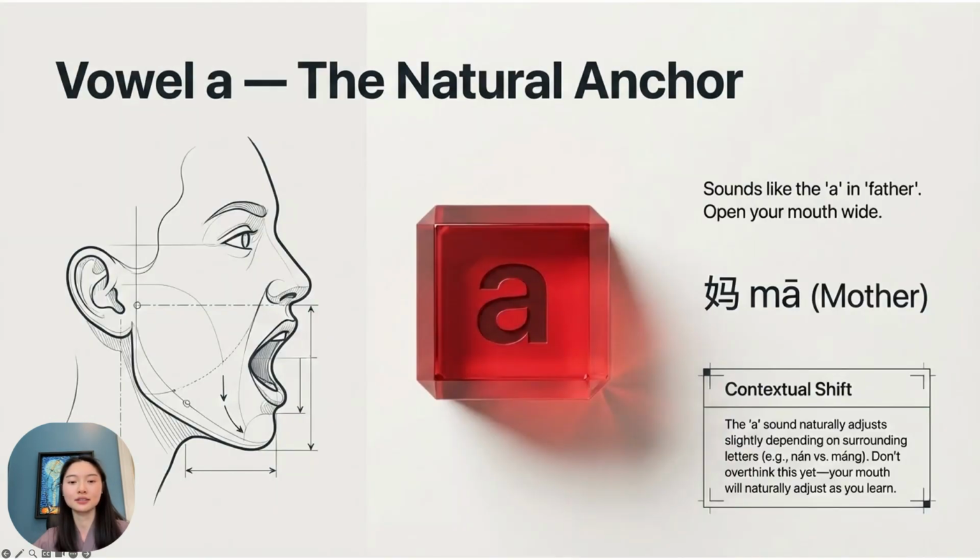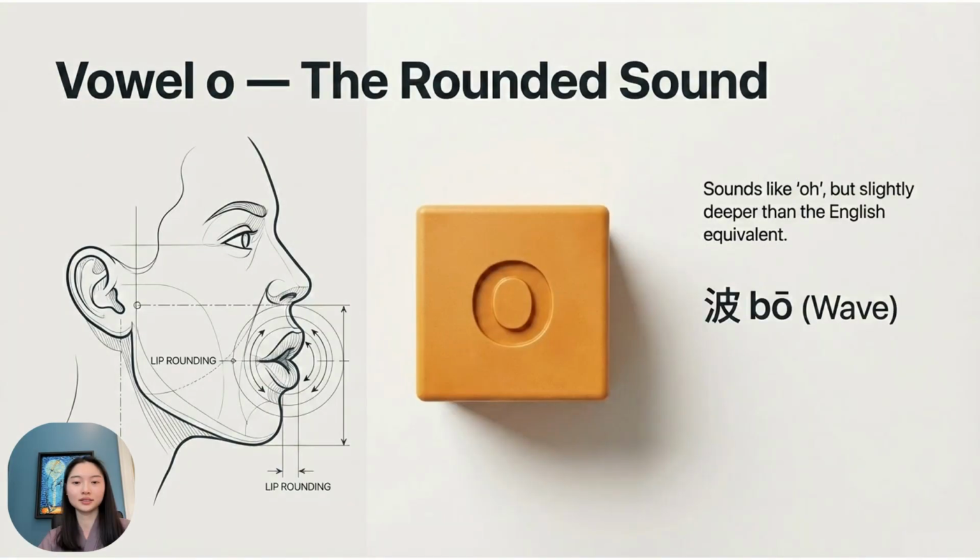Vowel a. Open your mouth wide. This is the most natural vowel. It sounds like the a in father. A like in ma, mother. Wide open mouth. Simple. One small heads up. The a sound shifts slightly depending on what surrounds it. The a in ma sounds a bit different from the a in nan or mang. Don't worry about this now. Just know that your a will naturally adjust as you learn more words.